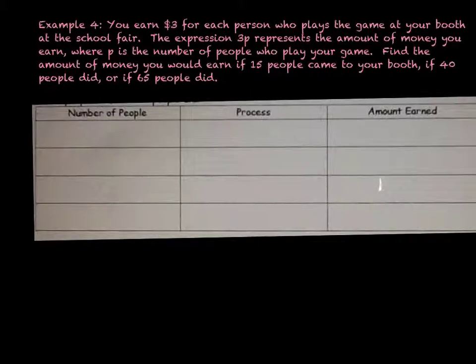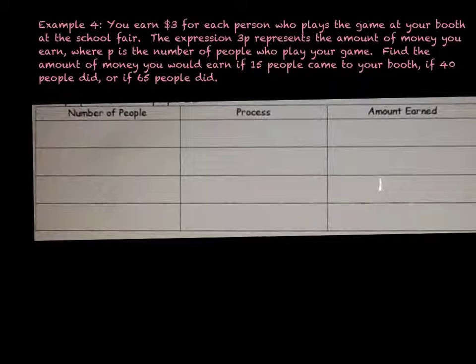For my last example, we're going to see how this might work in a word problem. So the problem given to us was you earn $3 for each person who plays the game at your booth at the school fair. The expression 3p represents the amount of money you earn, where p is the number of people who play your game. Find the amount of money you would earn if 15 people came to your booth, if 40 people did, or if 65 people did.